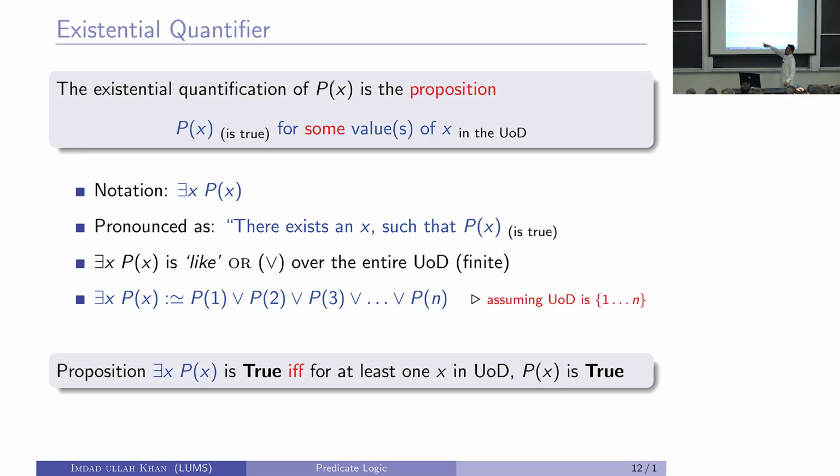The proposition there exists x such that P of x is, again, a proposition. When you give value to a predicate, through a quantifier or through one specific fixed value, it becomes a proposition. It will either be true or false. There exists x, P of x is true if and only if P is true for at least one value of x.